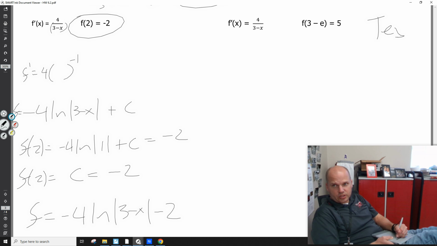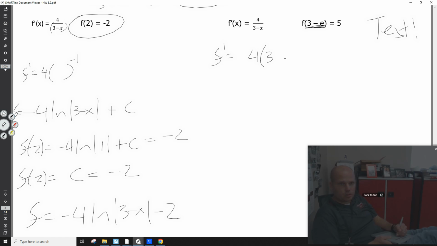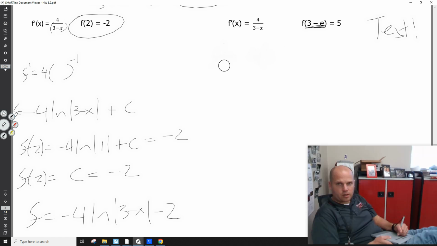This is like a test question, just heads up. You're plugging in this weird thing, 3 minus e. Watch what's going to happen. Start by rewriting this as 4 parentheses. I already did this. So f is negative 4 log absolute 3 minus x plus c.